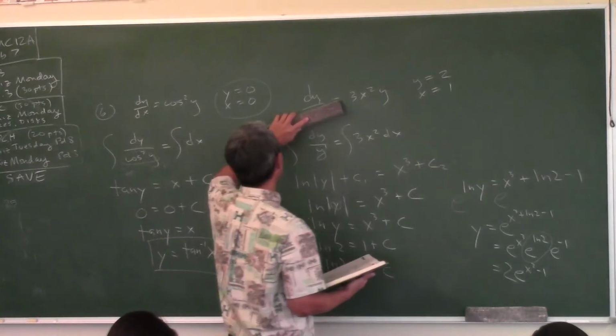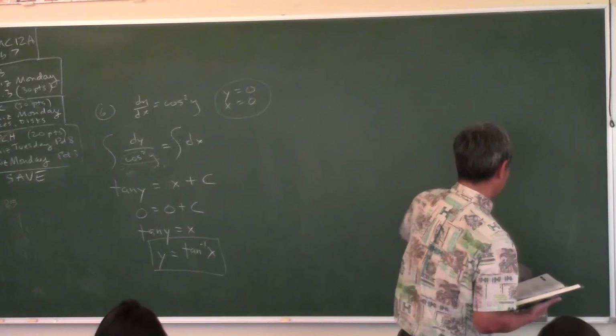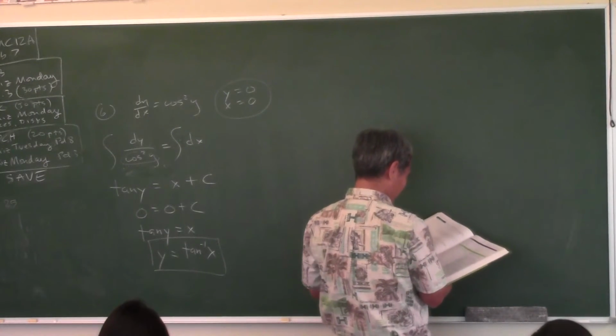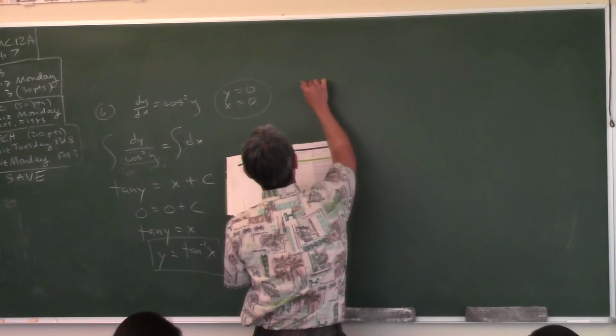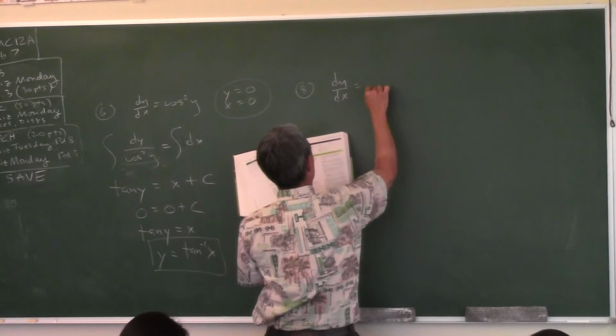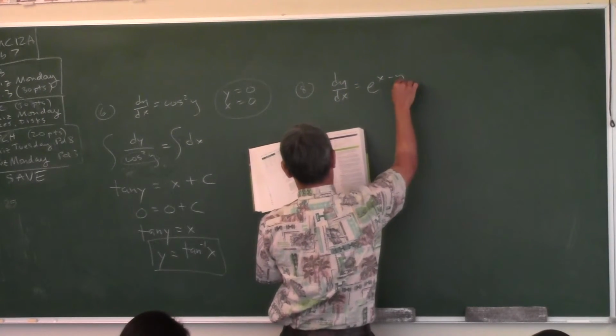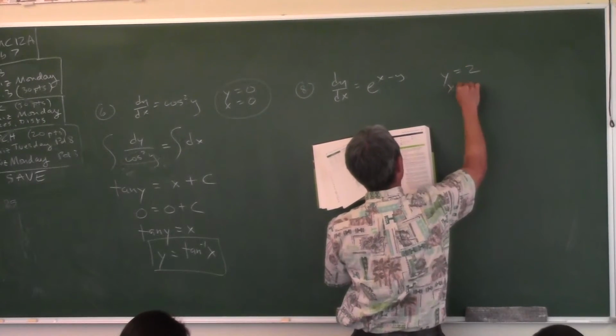Okay, one more and we're going to lunch. Okay, which one looks challenging? We did 6 or 8 or 10. Let's do 8 then. Number 8: dy dx equals e to the x minus y. Initial condition y equals 2 when x equals 0.